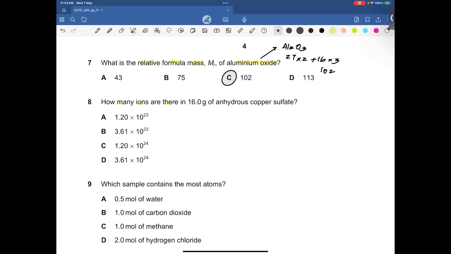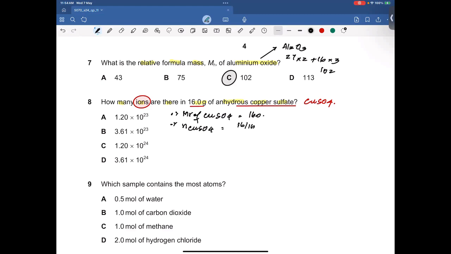How many ions are there in 16 gram of anhydrous copper sulfate? By the way, the examiner is looking for the ions in 16 gram of anhydrous copper sulfate. So anhydrous copper sulfate has a formula of CuSO4. Copper is 64, sulfur is 32, oxygen is 16 times 4. So technically the Mr of copper sulfate is 160. Let me find out the moles of copper sulfate, which is 16 divided by 160. So it's going to be 0.1.